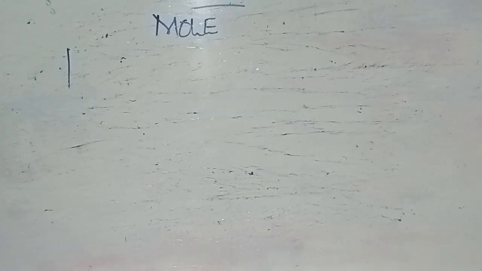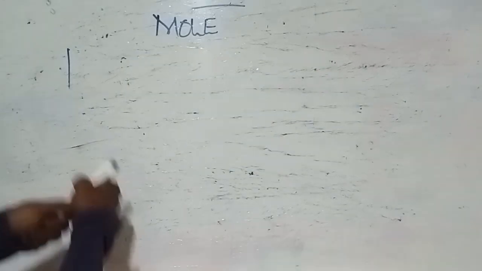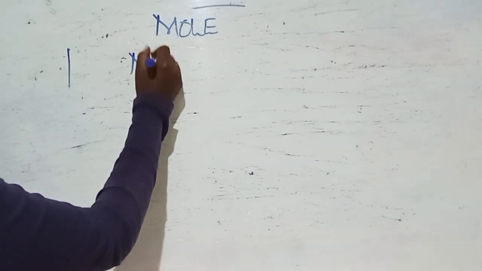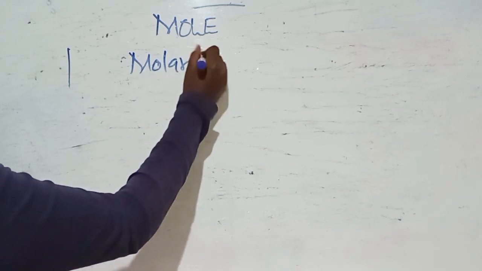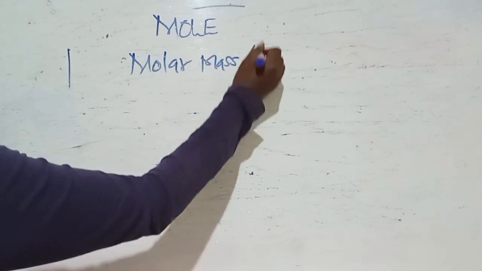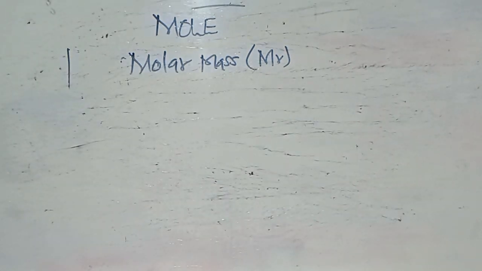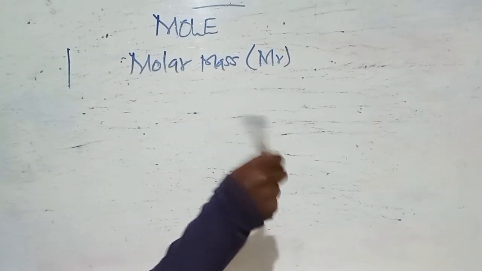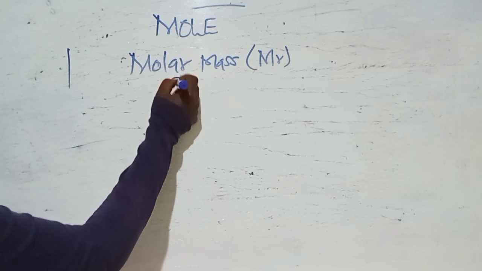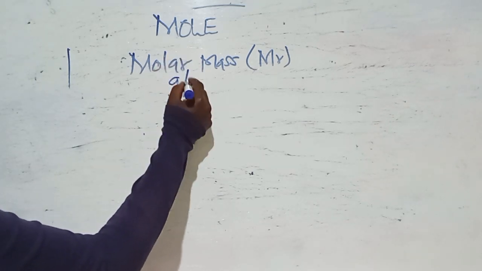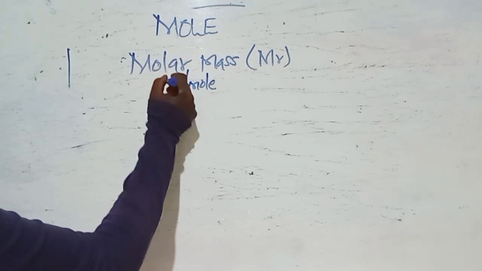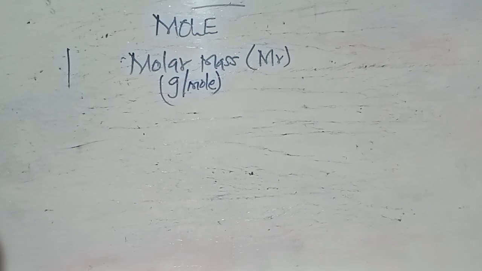So let us talk about molar mass. What is molar mass and how do you get this thing that we're calling the molar mass? That is how you abbreviate it, Mr, capital M, small r. So what is molar mass? Molar mass is the mass in grams of 1 mole of a substance. The mass in grams of 1 mole of a substance.